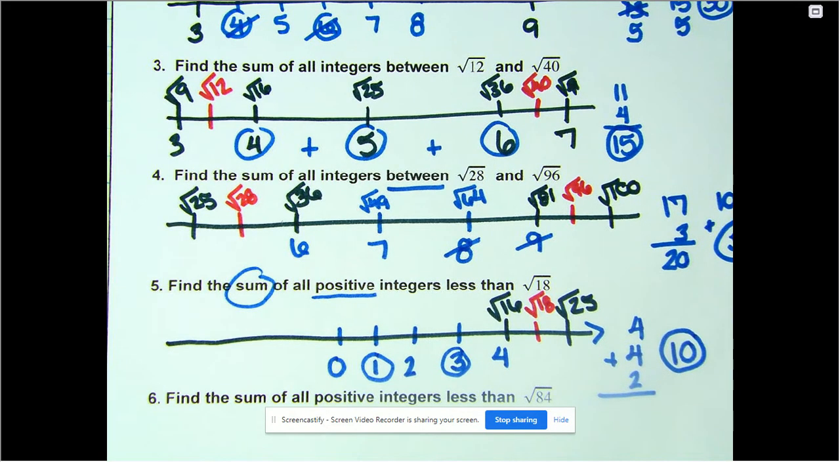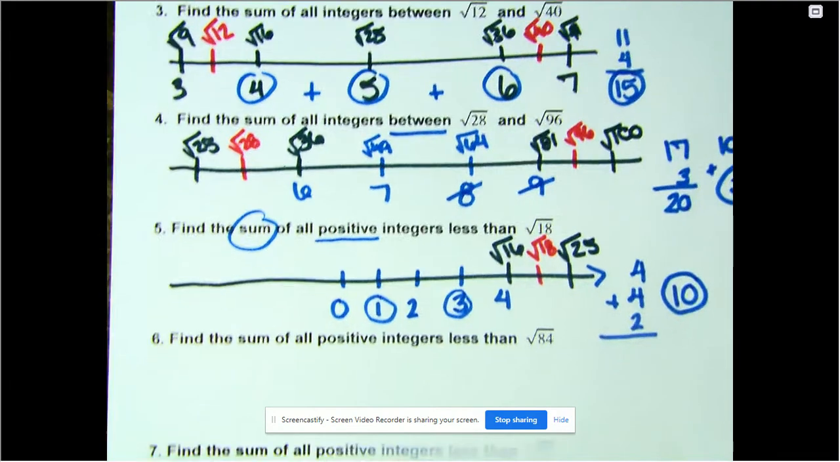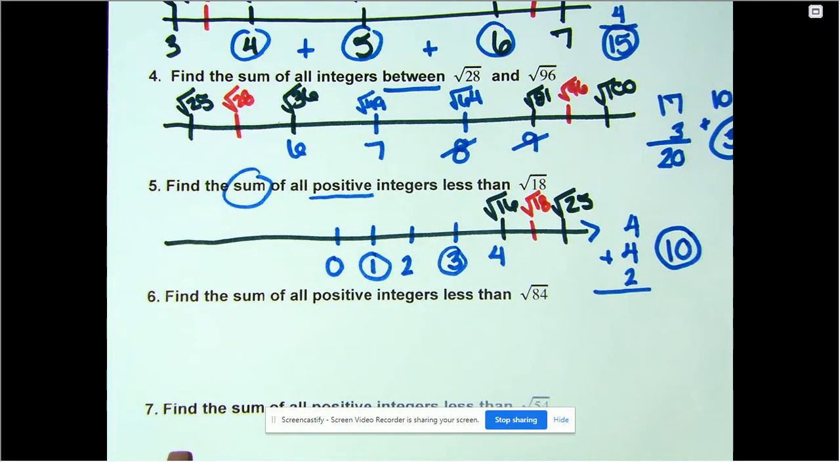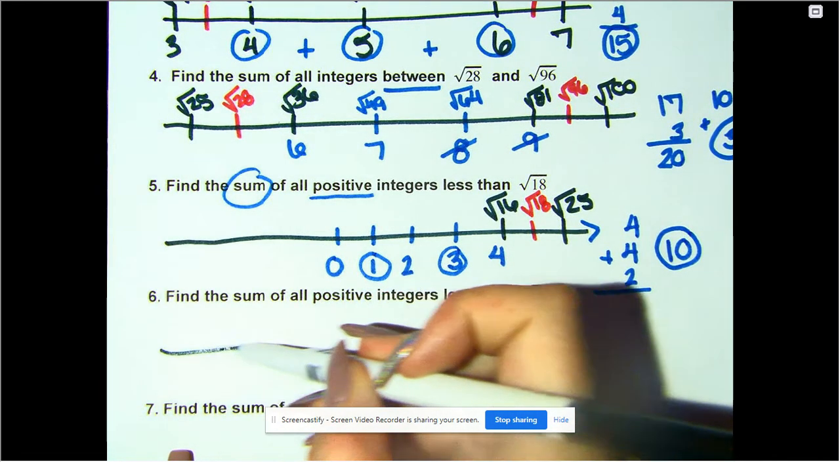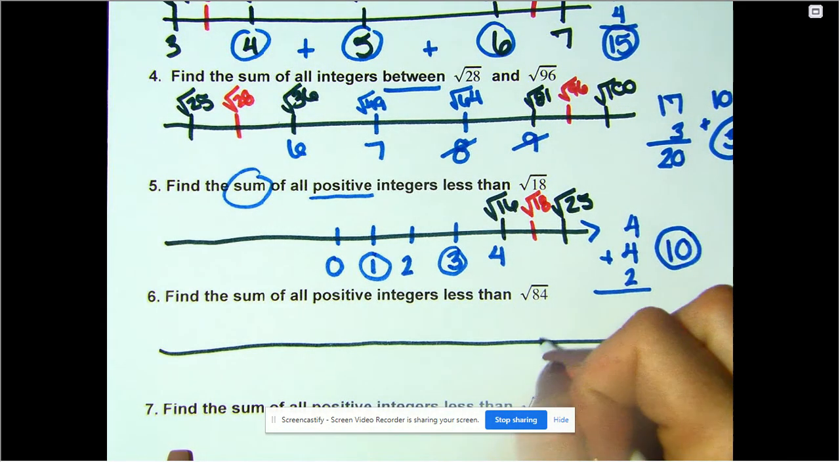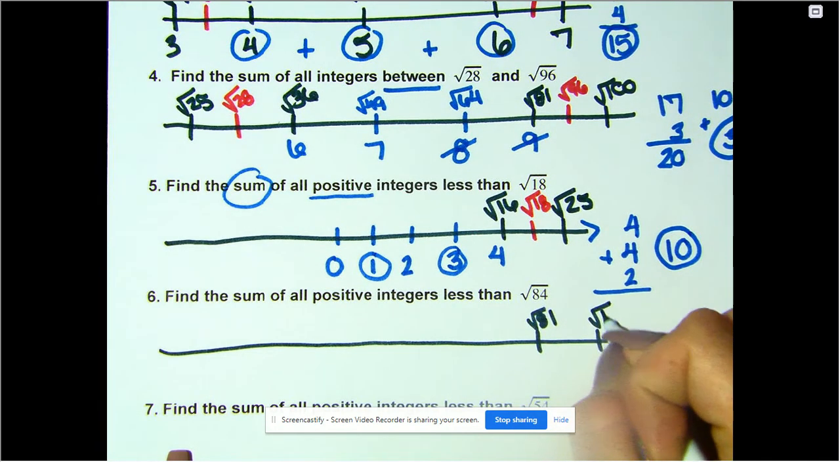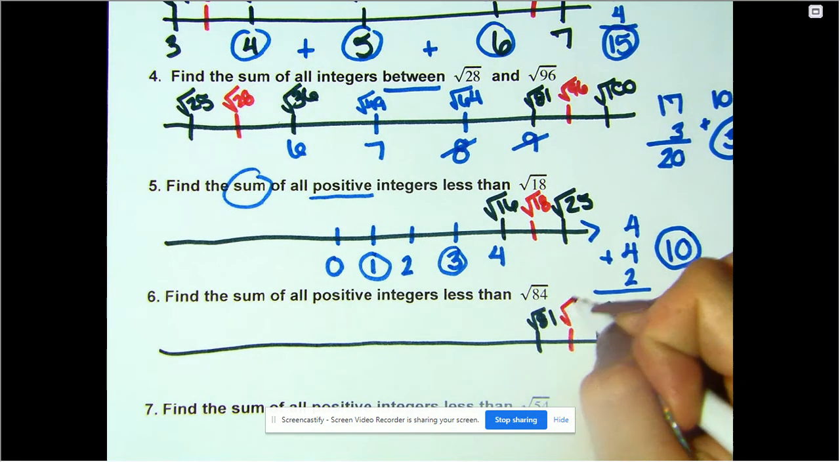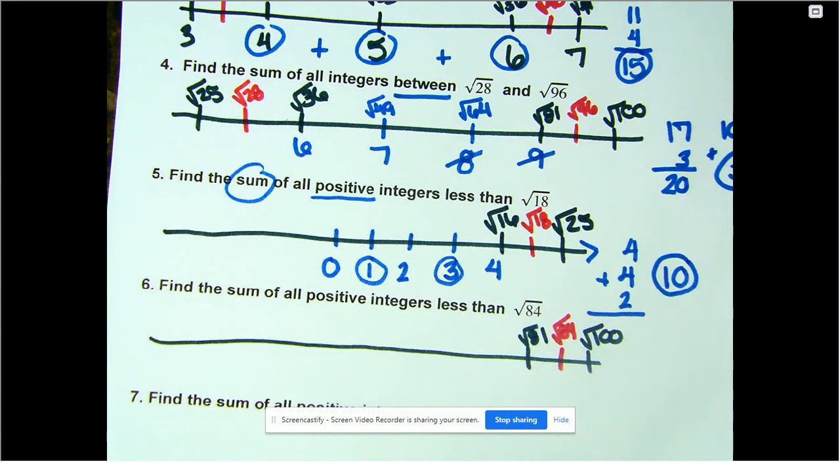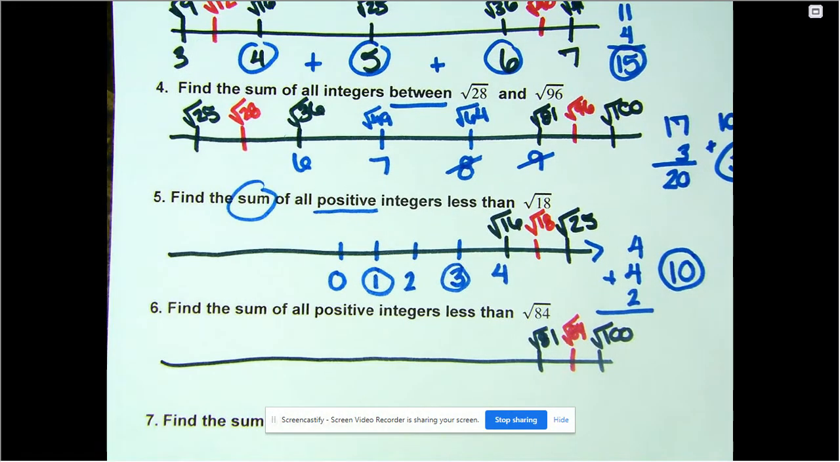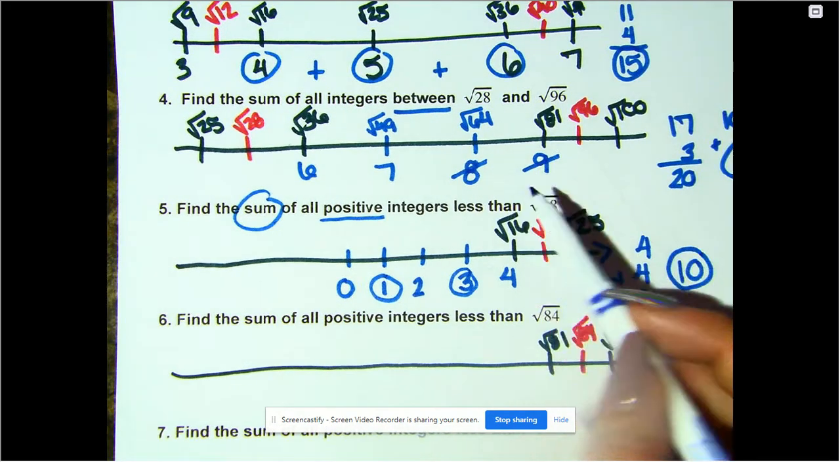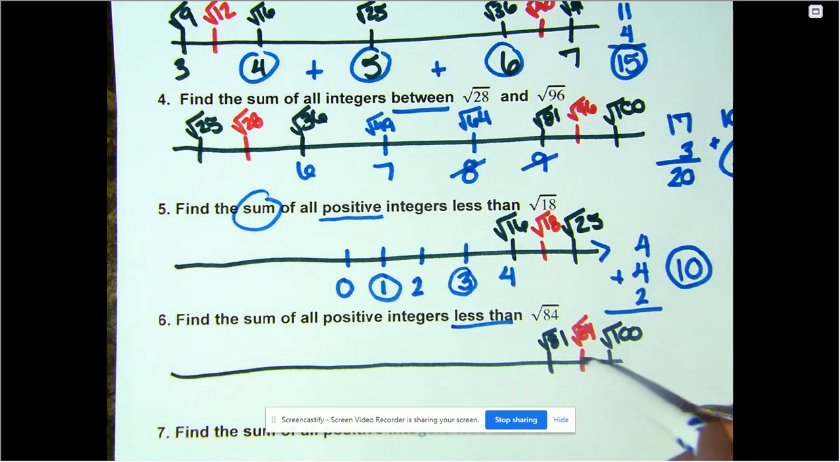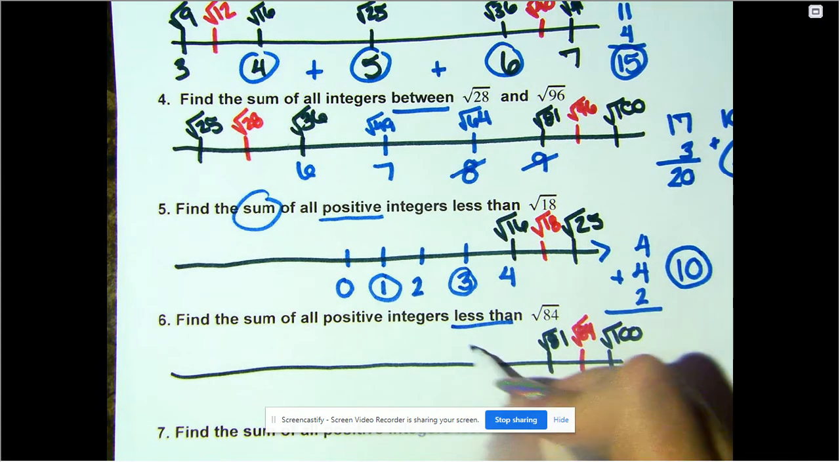Okay, as we look at number 6, find the sum of all positive integers less than the square root of 84. So number line again, I know that the square root of 81 is perfect, and the square root of 100 is perfect, and so the square root of 84 is going to fall right in between there. Okay, so a couple keywords of this problem were positive and then integers less than. Okay, so I'm going to go, here's the square root of 84. Everything less than would be on this side of the number line.